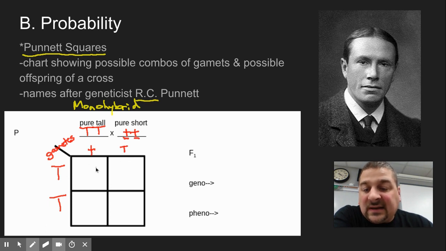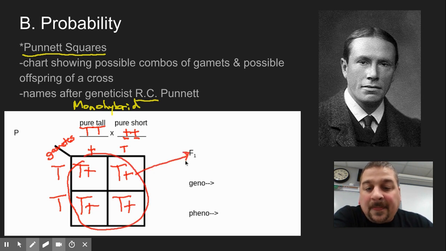And now we just combine them. We always put the dominant allele first: big T, little t, big T, little t, big T, little t, big T, little t. So inside the Punnett square are all the possible F1 gametes.